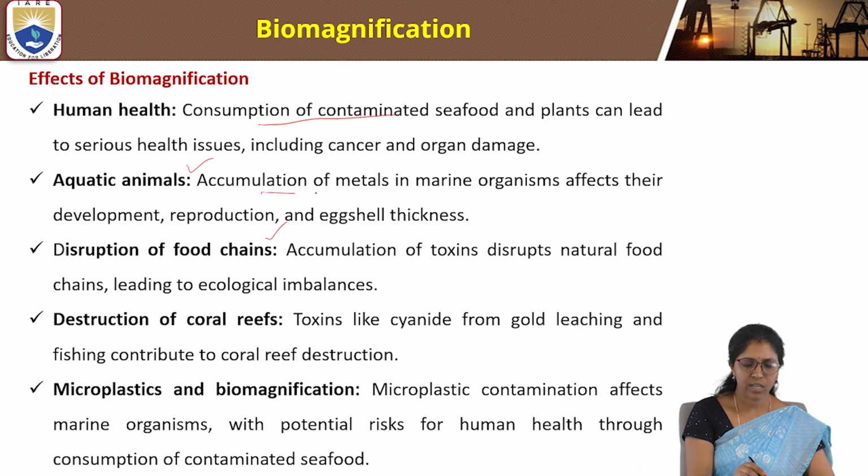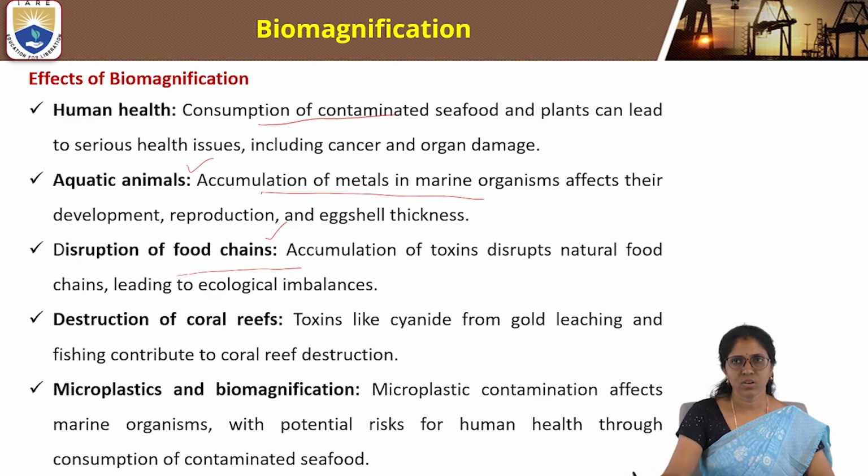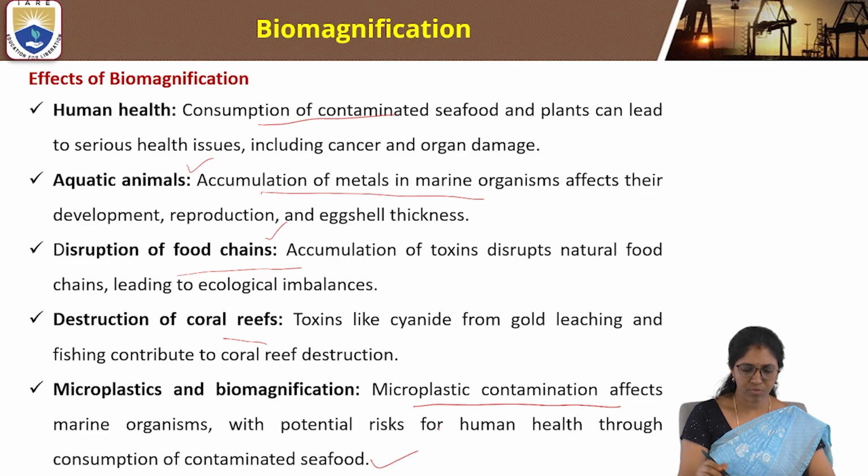So aquatic animals: accumulation of metals in marine organisms affects their development, reproduction, and eggshell thickness. Disruption of the food chain: accumulation of toxins disrupts the natural food chains, leading to ecological imbalances. And also destruction of coral reefs: toxins like cyanide from gold leaching and fishing contribute to coral reef destruction. Microplastics and biomagnification: microplastic contamination affects marine organisms, with potential risks for human health through consumption of contaminated seafood. These are some effects of biomagnification.